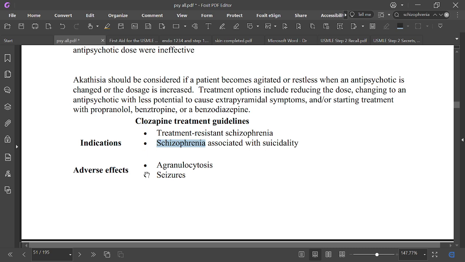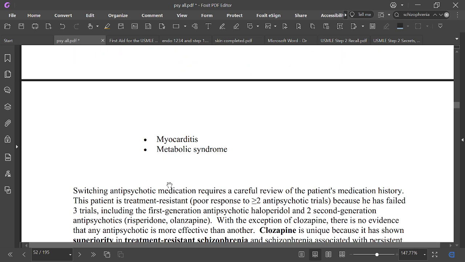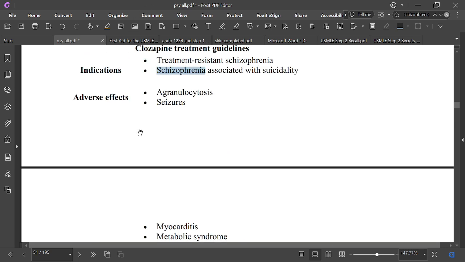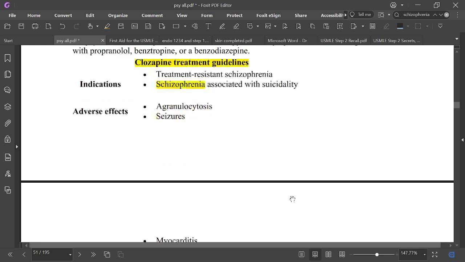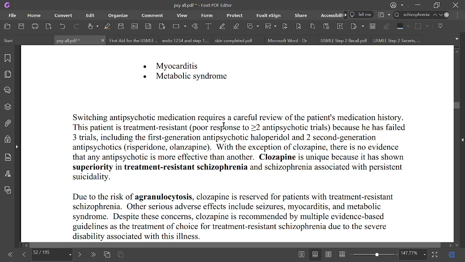If two or more drugs fail to control schizophrenia, that means treatment resistant schizophrenia, and schizophrenia associated with suicidality, the drug of choice is clozapine. The side effects are agranulocytosis, seizures, myocarditis, and metabolic syndrome can happen. But we have to remember: schizophrenia not controlled by two or more drugs, look for clozapine. Poor response to two or more antipsychotic trials, failure of these drugs. So clozapine is unique because it has shown superiority in treatment resistant schizophrenia.